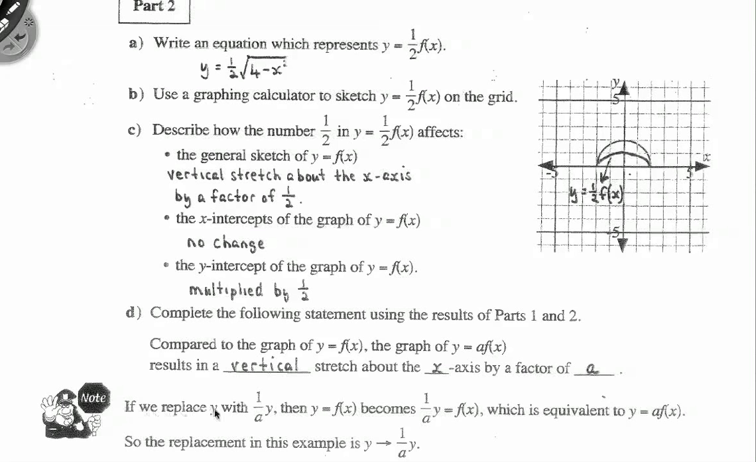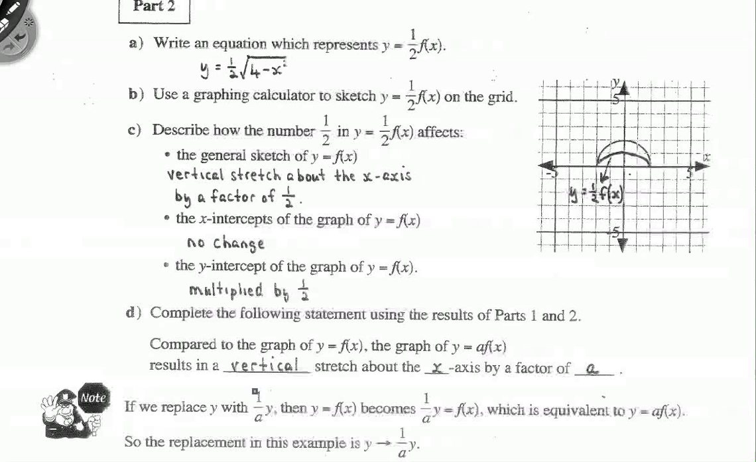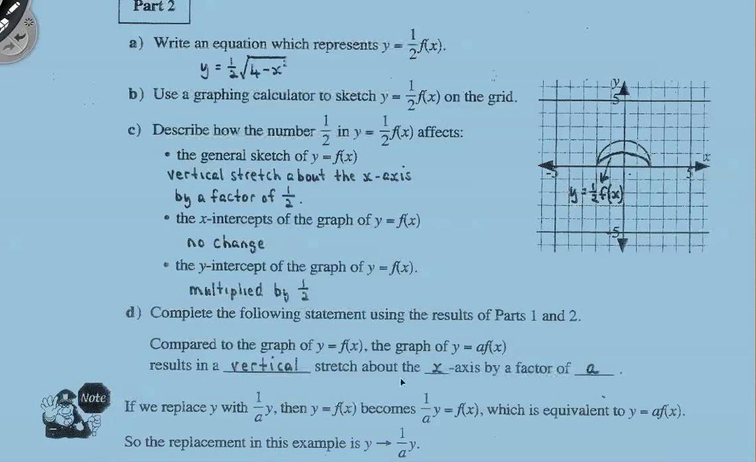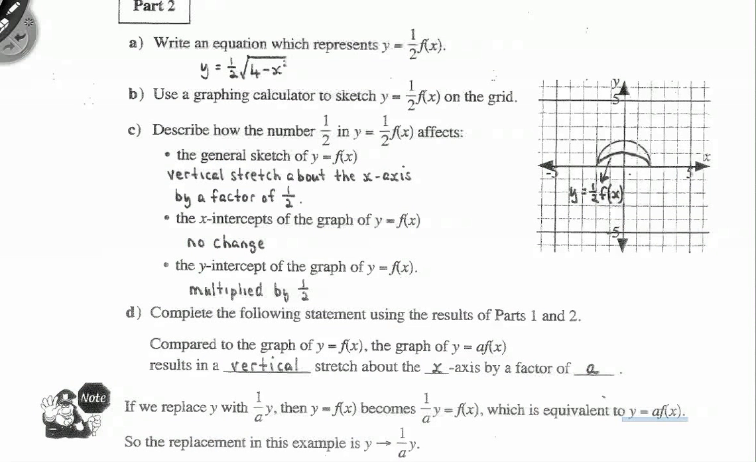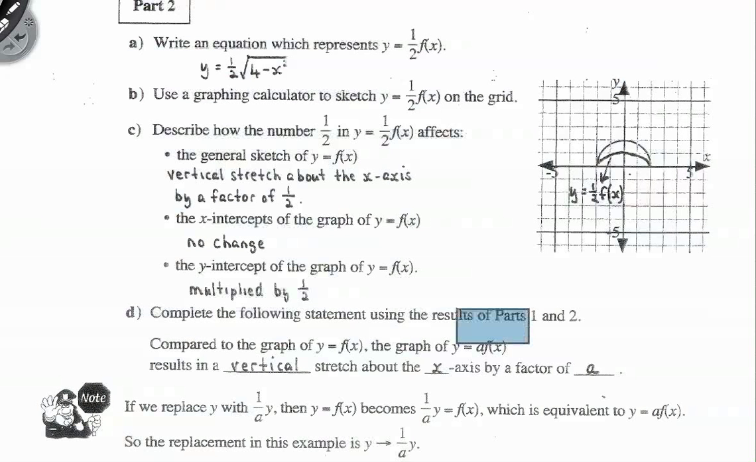Note, if we replace y with 1 divided by a times y, then y equals f of x becomes 1 over a times y equaling f of x, which is equivalent to what we've just been talking about. Sorry, I haven't chosen the pen here. I will get this right in a sec.